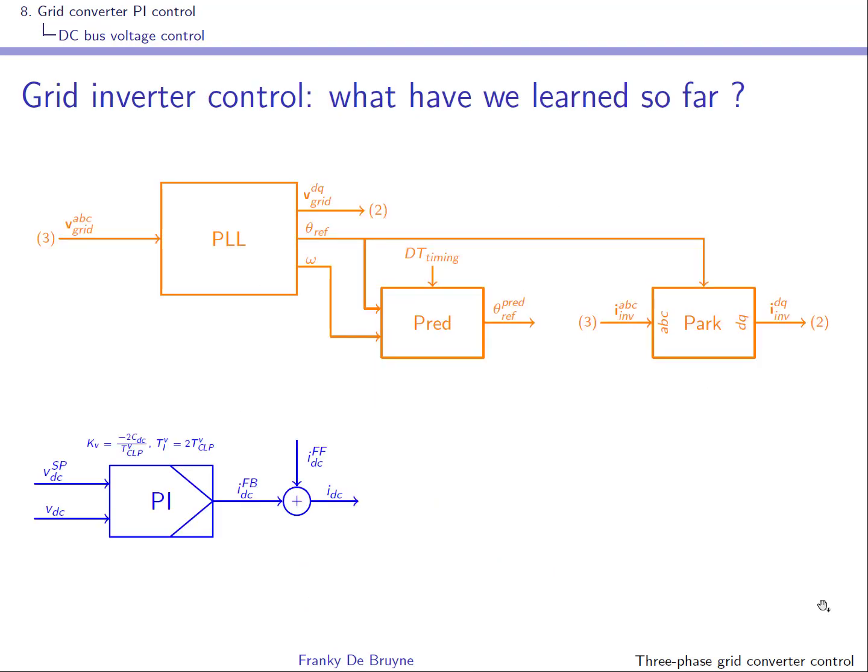Well, what have we learned so far? The top part here is what you have implemented in exercise 2, and we have just seen that you can implement a voltage control for the DC bus voltage as follows. You use the PI controller with the following parameters, which are derived from the IMC tuning rules. Okay, so this is the feedback part.